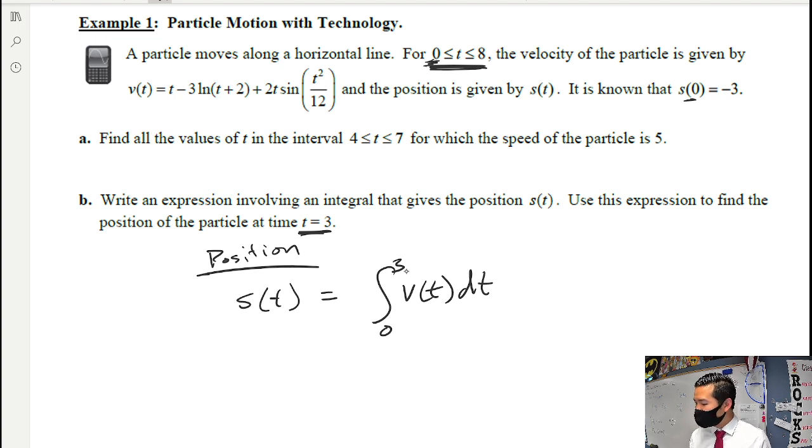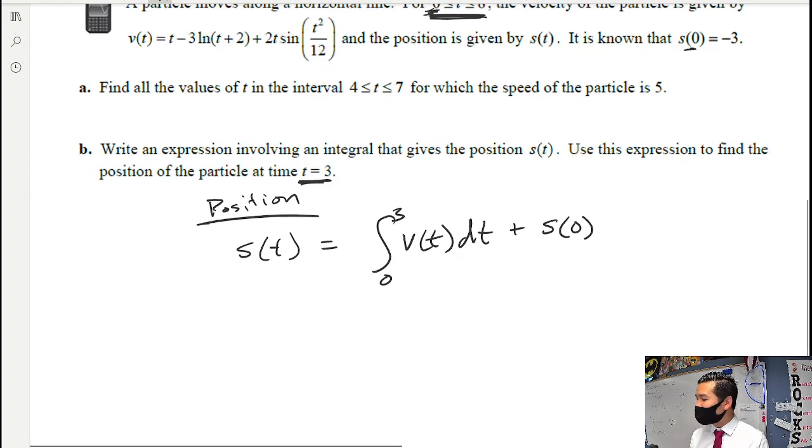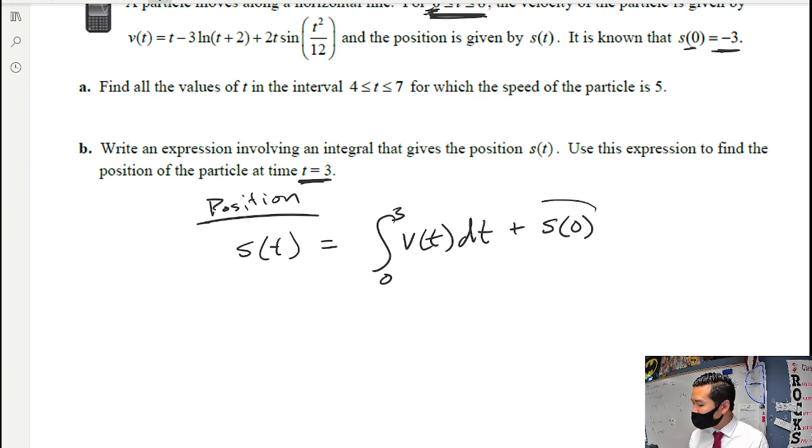So this will tell me the position, right, from 0 to 3, or I'm sorry, the displacement from 0 to 3, plus, where does it start? It starts at negative 3. So you take that into account. That negative 3 is going to tell you where to start. This right here will tell you the total displacement from 0 to 3, and that will tell you the position. Does that make sense?